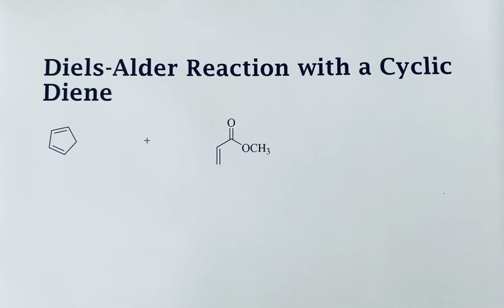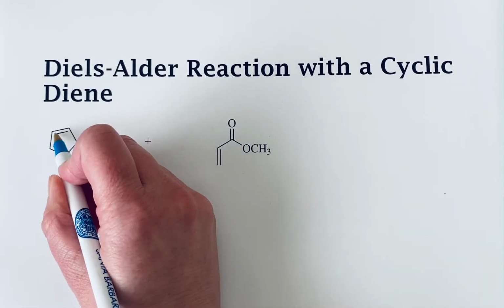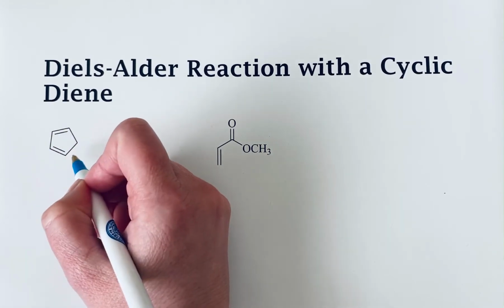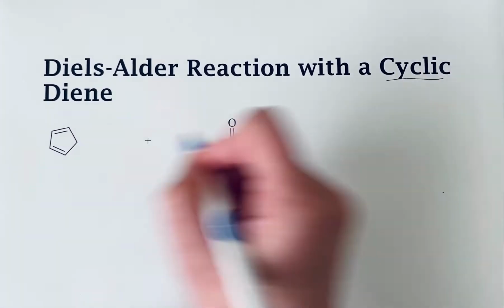Diels-Alder reaction with a cyclic diene. So as you've been working through example problems in your textbook and maybe from other videos, you might have noticed a lot of Diels-Alder reactions occurring with cyclic dienes, where you have your diene system within a ring. And so why is that?